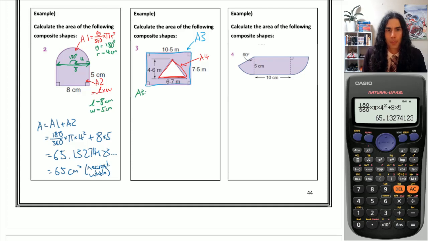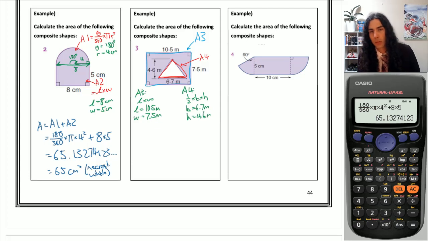A3, it's length times width. The length on the bottom of the whole rectangle is 10.5 meters, and the width is 7.5 meters. A4, on the other hand, is a triangle. Formula is half times base times height, where the base is 6.7 meters and the height is 4.6 meters. Everything's in meters, everything's set up, we're good to go.